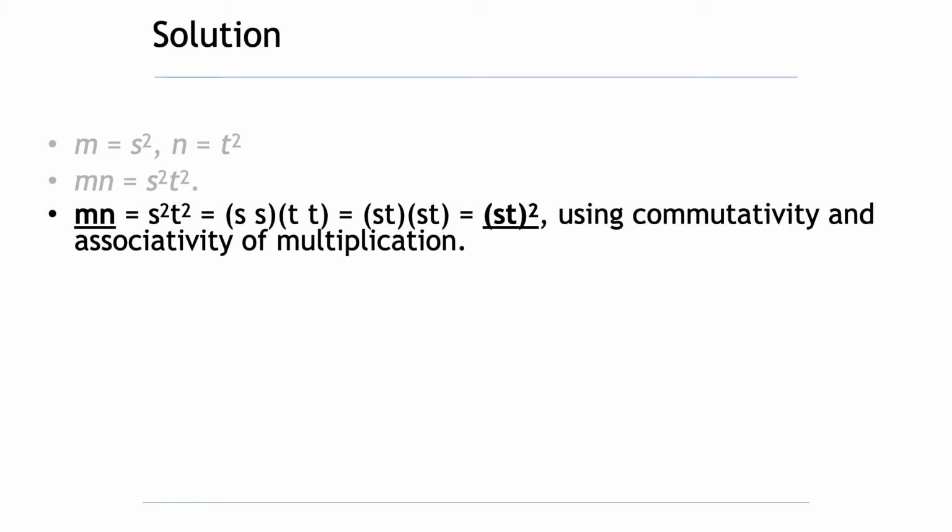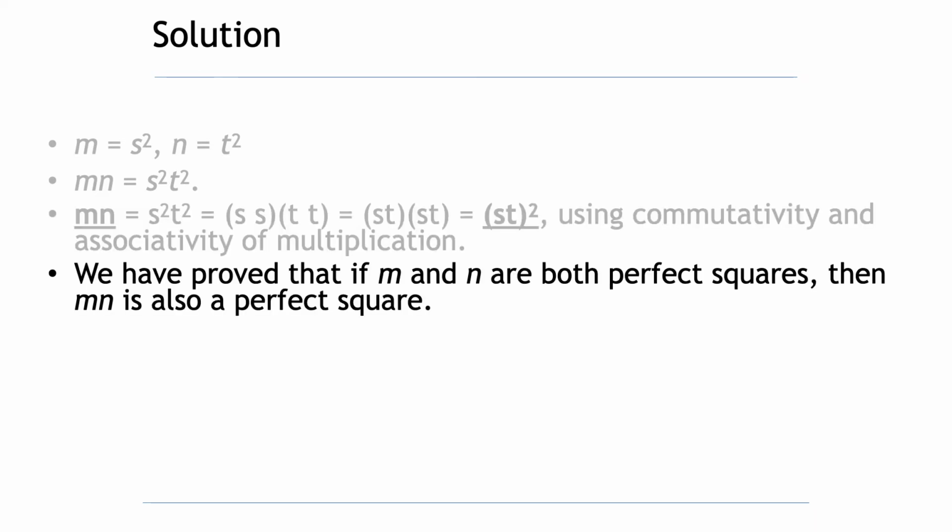Then we have that M times N is equal to the square of a certain number. So by definition of a perfect square, it follows that M times N is also a perfect square, because it is the square of S times T, which is an integer. We have proved that if M and N are both perfect squares, then M times N is also a perfect square. As you can see, we are doing a recap of the theorem just to make sure that our point is very straight.